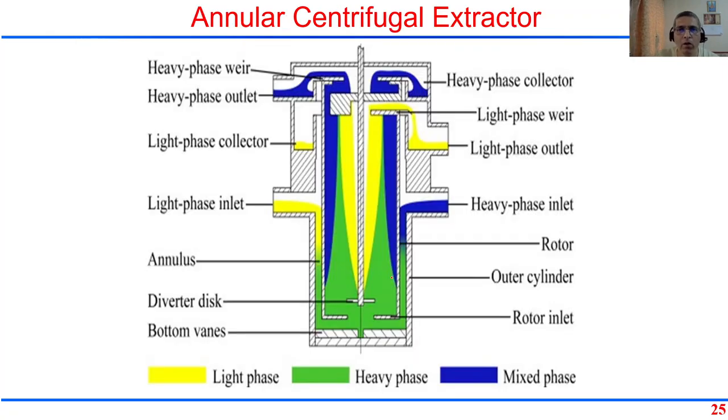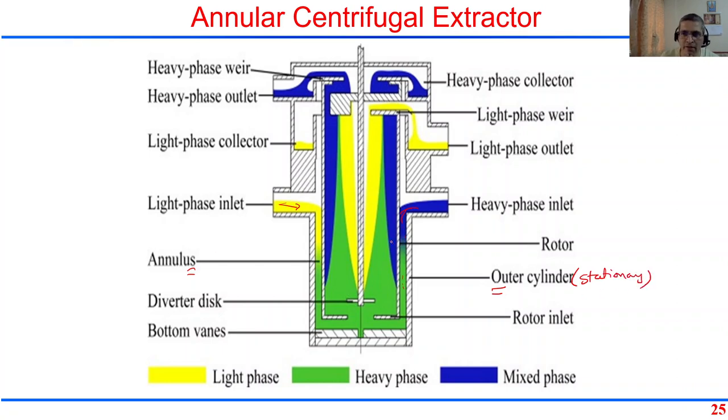Okay. Or you could have an annular centrifugal extractor. So you have a light phase coming in, and the aqueous, heavy phase coming in. They go here, and in this region, dispersion is created. Visualize this as an outer cylinder. This is your outer cylinder and this is your inner cylinder. So two cylinders with a small gap between them, that's the annular section. The inner cylinder is rotating and the outer cylinder is stationary.